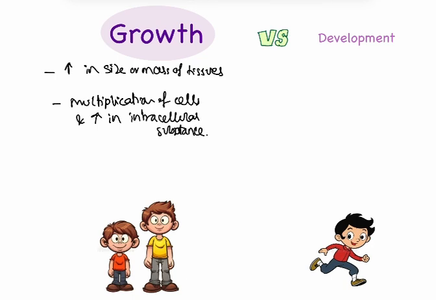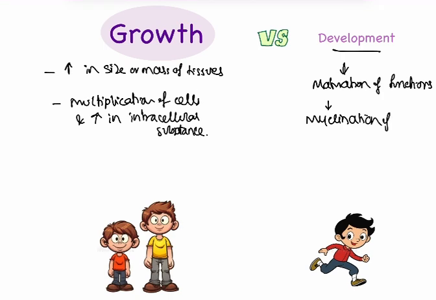There is another term called development. Development is maturation of functions. It occurs by myelination of the nervous system. For example, let's take a child. The child is growing in height. This denotes growth. A child is able to run. This denotes development. So growth is when there is an increase in size or mass, and development is when there is acquisition of skill or function.